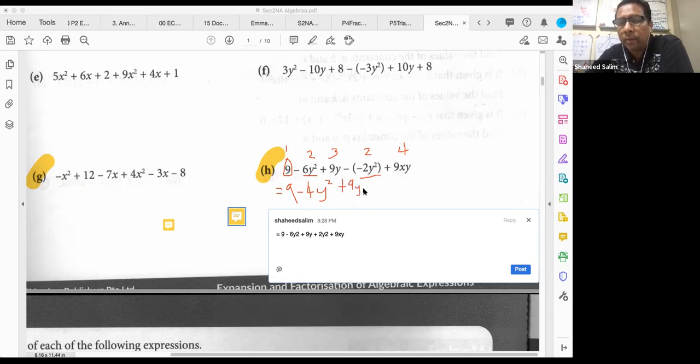And then plus 9xy. You see, there are 4 items. You cannot combine the items. This one is a different item, different item. Now, normally we write the number at the back, but it's okay. If you can get your answer like that, for now it's okay. Later on, we will get you to arrange it neater.